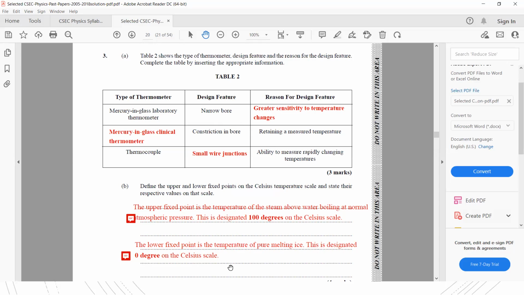All right. So the bore is really the internal diameter of the capillary tube. So the narrower the diameter of the capillary tube, the greater the sensitivity, meaning the response that the thermometer has to a small change in temperature will be greater. Right?